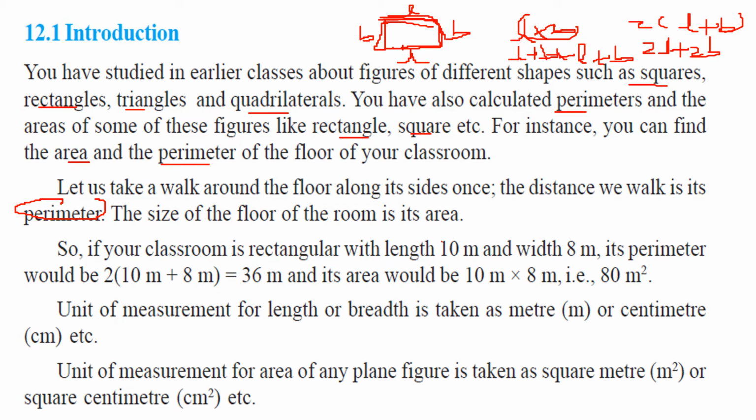For instance, if 10 is the length and 8 is the width, the perimeter, putting it in this formula, is 2 into (10 plus 8), that is 18 into 2, which is 36. And the area would be 10 into 8, that is 80 meters square.